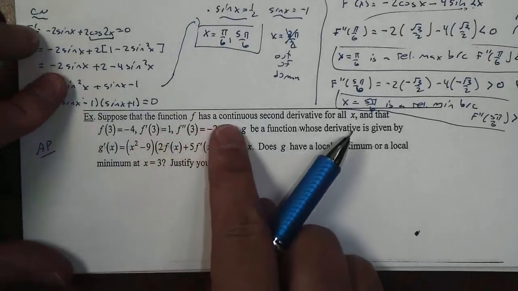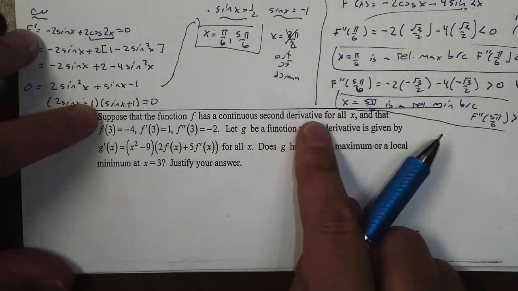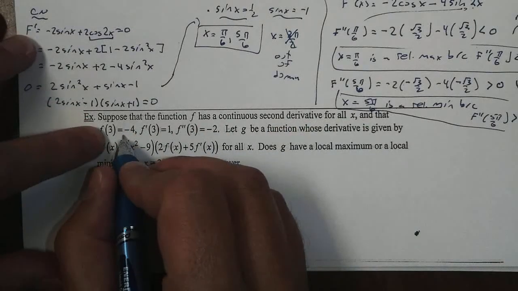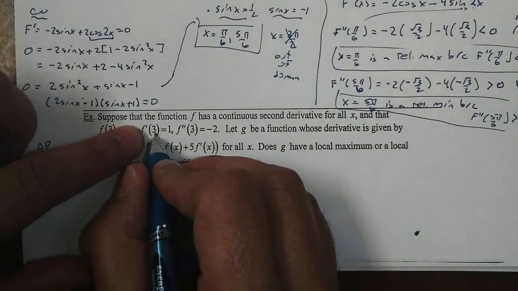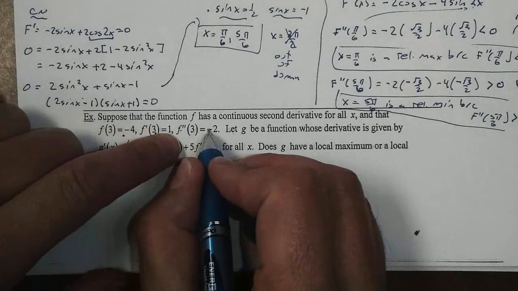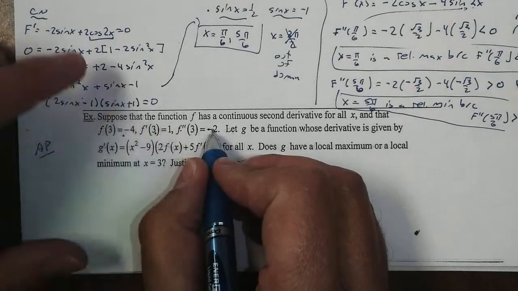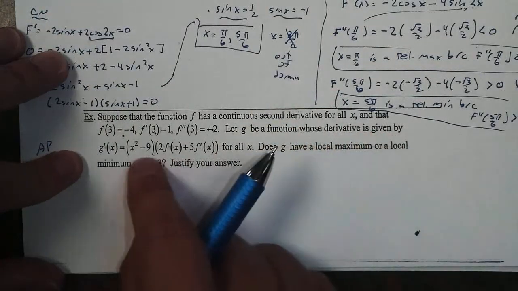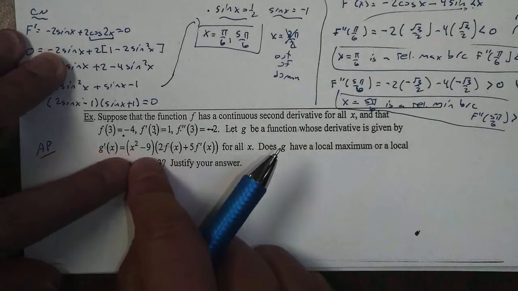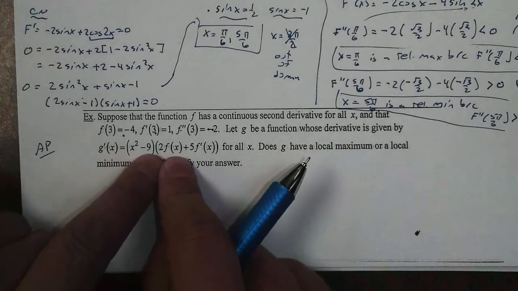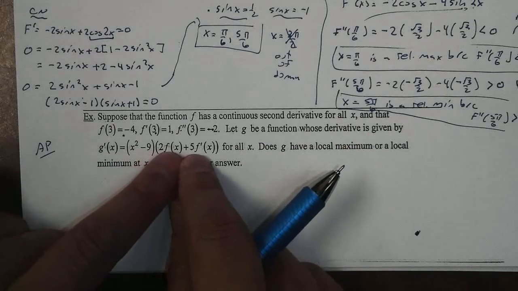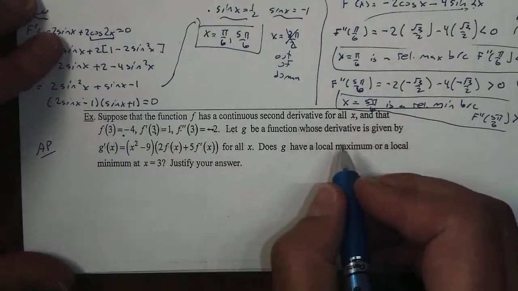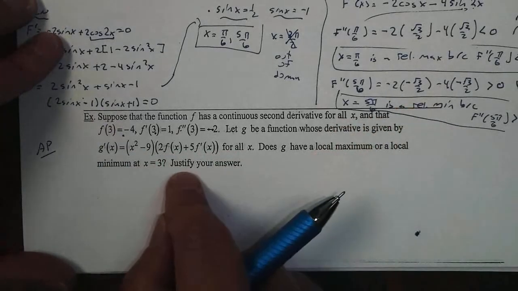Suppose that a function f has a continuous second derivative, and they give us the values of the function at 3, the slope of the function at 3, and they tell us the concavity at 3 is -2 of f. Let g be a function whose derivative is given by g prime of x equals the product of x squared minus 9 and 2 times f of x plus 5 times f prime of x. Then it asks, does g have a local maximum or local minimum?